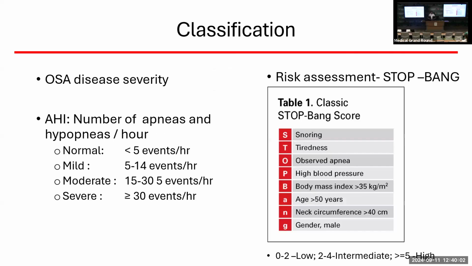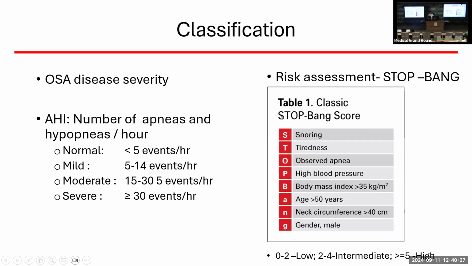So for the risk assessment of obstructive sleep apnea, there is a tool that you can use. It's called the STOP-Bang score. There are 8 items in the score group, and each item has a score of 1. A score of 2 to 4 basically puts you at an intermediate risk of having obstructive sleep apnea, and a score of 5 or more puts you at a high risk of developing obstructive sleep apnea.